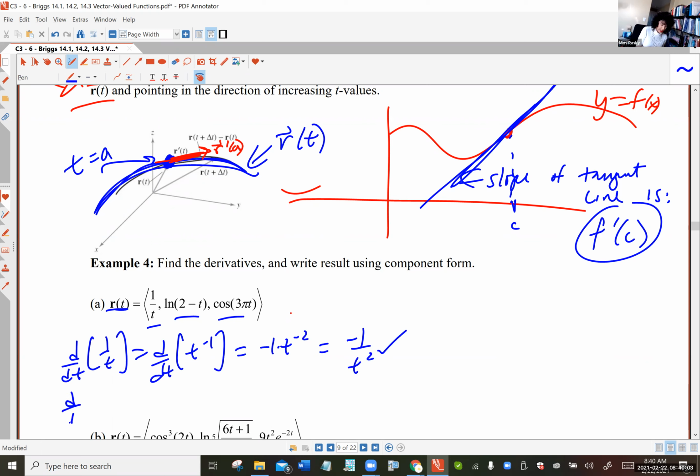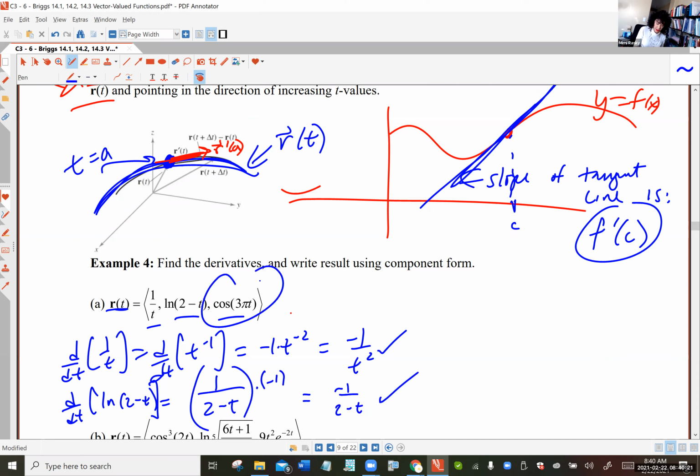Yay. And then the second component, we're going to take its derivative. You know the derivative of a logarithm is 1 over u, or 1 over 2 minus t, times the derivative of 2 minus t, which is -1. We can clean this up a little bit like that. And then finally, what is the derivative of cos 3 pi t? I think that's going to be a negative sine. And not only a negative sine, but you also want to multiply by the derivative of 3 pi t, which is 3 pi, using the chain rule.